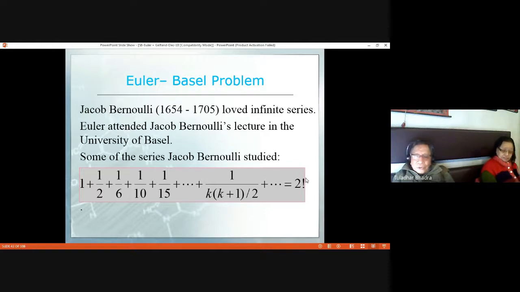So Jacob Bernoulli studied and found that 1 plus 1 by 3 plus 1 by 6 plus 1 by 10 plus 1 by 15, which is the sum of 1 upon k into (k plus 1) by 2, leads to 2 factorial. That is 2.